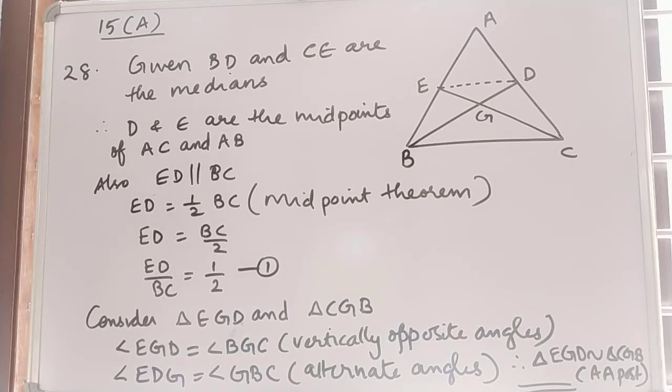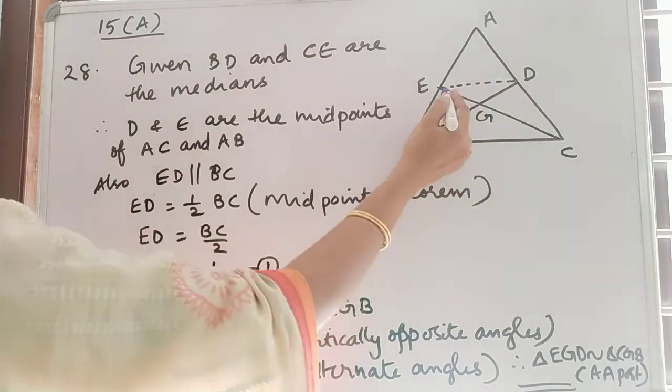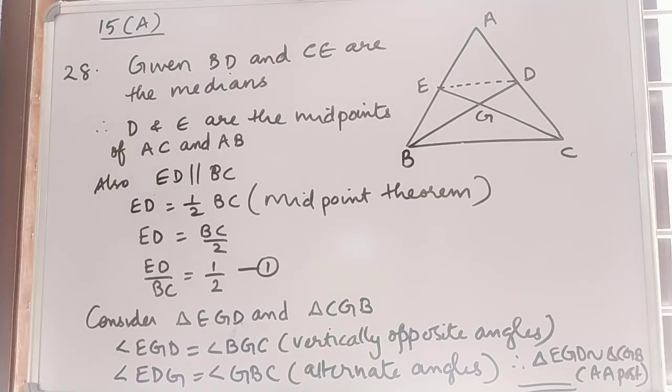Given BD and CE are medians. So what is a median? A median of triangle ABC, corresponding to any side, is a line joining the midpoint of that side with the opposite vertex. We are considering triangle ABC.